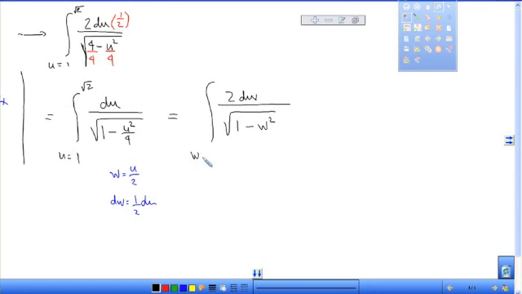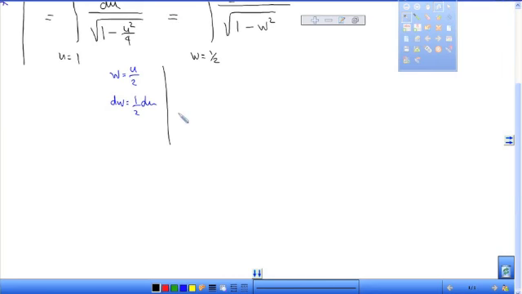And I also need to now change my bounds into w bounds, and I do that simply by plugging those values into u for the substitution I made, which is going to make the lower bound 1/2 and the upper bound the square root of 2 over 2. Integrating this is going to be pretty straightforward. Don't forget I have that constant of 2, and then I'm going to have my inverse sine of w, and I'm going to evaluate that inverse sine of w for when w goes from 1/2 to the square root of 2 over 2. The expectation is that you can do this kind of stuff by hand and without a calculator. So let's just finish walking right through this.